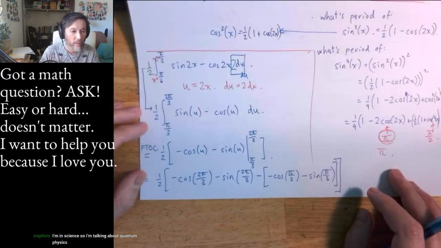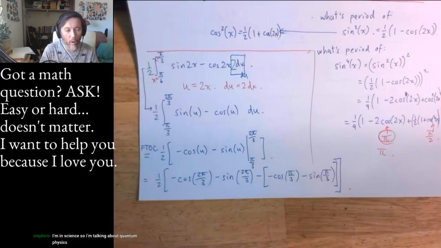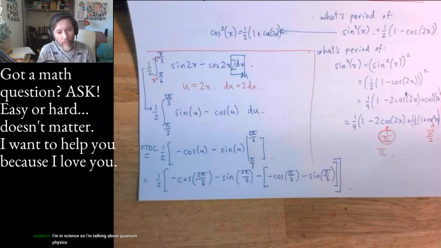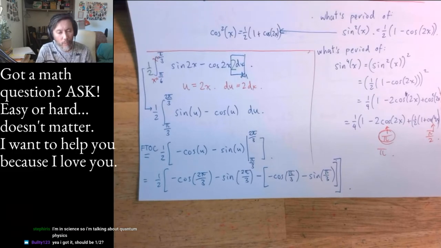Do you feel like you can handle it from here, or should we talk more about these values? Because the calculus is done. Calculus is cooked. Now this is arithmetic, which is, honest to goodness, the hardest part of the problem. But hopefully you can handle it. No? Is it 1/2?